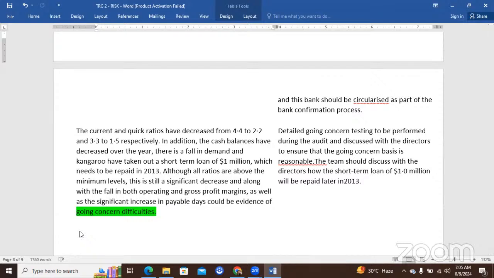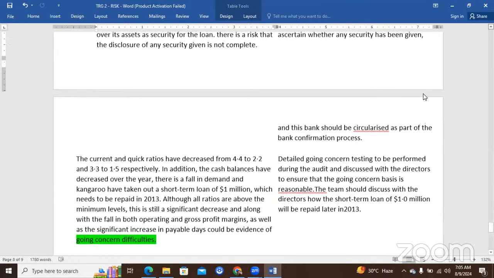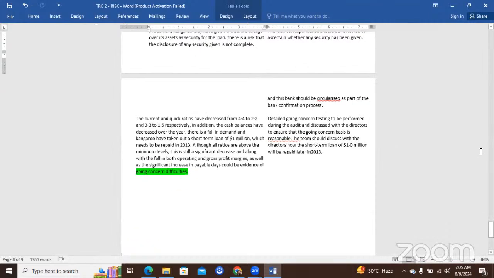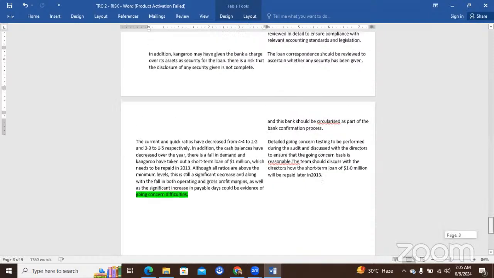When there is a going concern difficulty, sufficient disclosures are needed in the financial statements. If sufficient disclosures are not made, the financial statements are materially misstated. So that is the answer for this question. First copy these two.